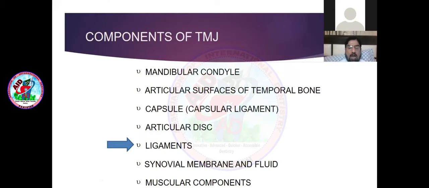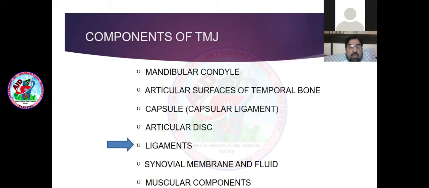To say, I will continue up to the synovial membrane and fluid, and the third session will be on the muscular component, inshallah. Sure. Thank you. So ladies and gentlemen, I'm sorry that we have a small pause, as I have to just get the permission from the organizer whether we can continue our plan.